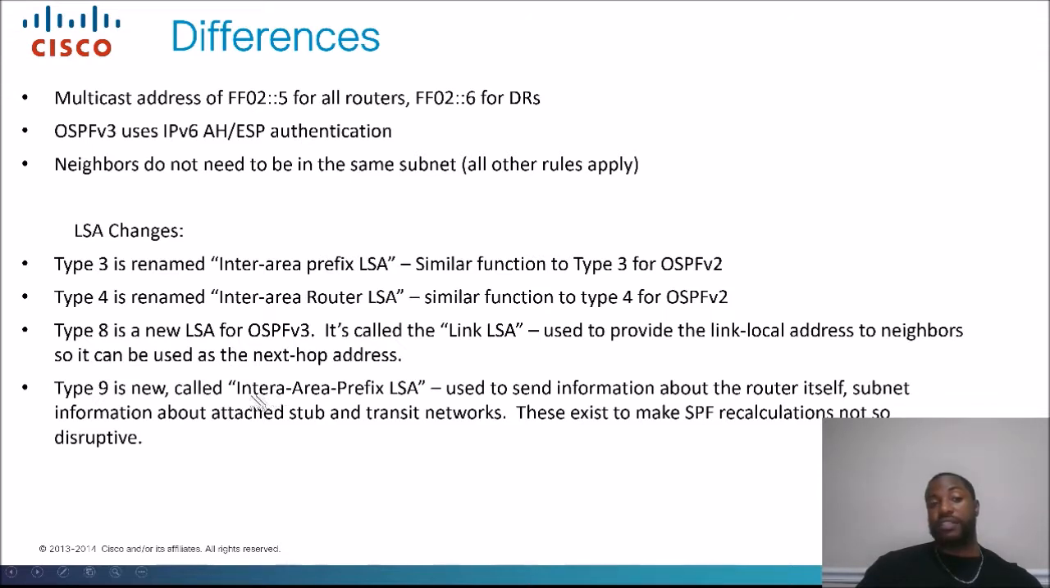I think that's supposed to say Intra-Area Prefix LSA. I might need to look at that, double check it, just to make sure that's not a misspelling there. But this is a type 9. It's used to send information about the router itself, subnet information, and attached stub and transit networks. These exist to make SPF recalculations not so disruptive. That's what's different about this and OSPF version 2 for IPv4.